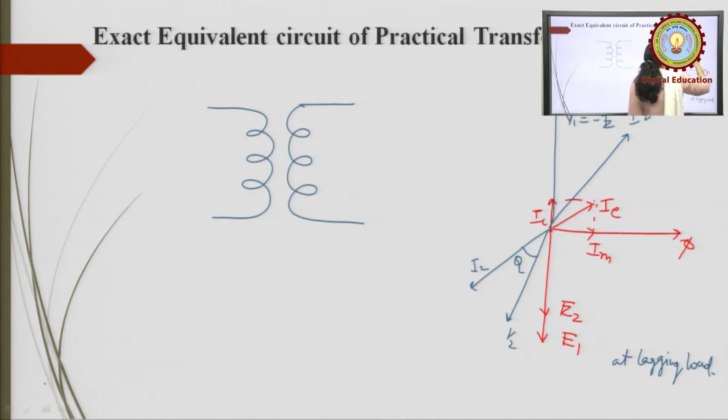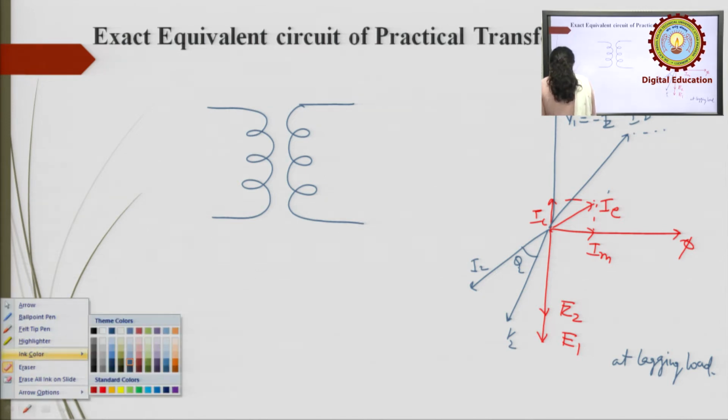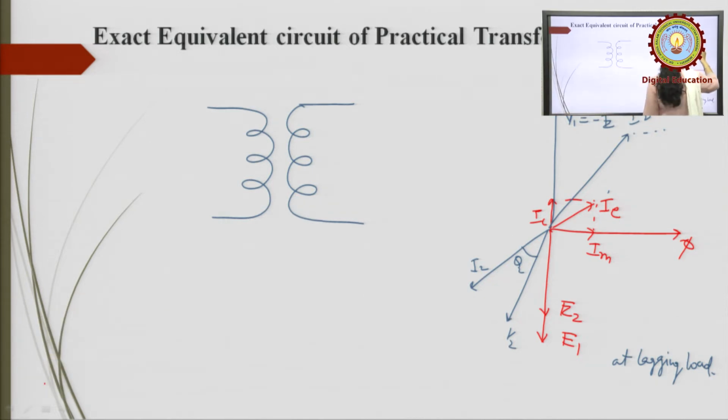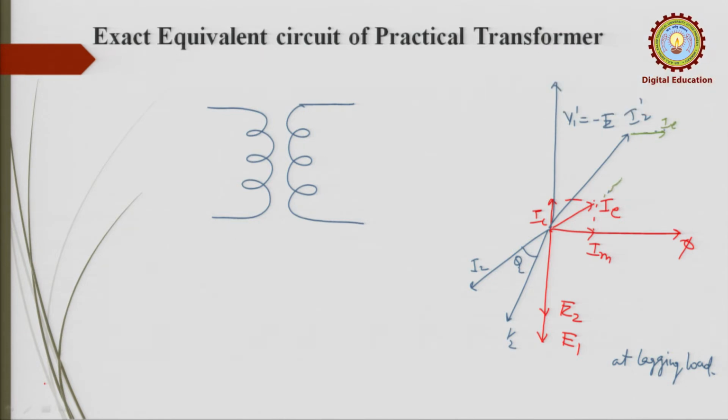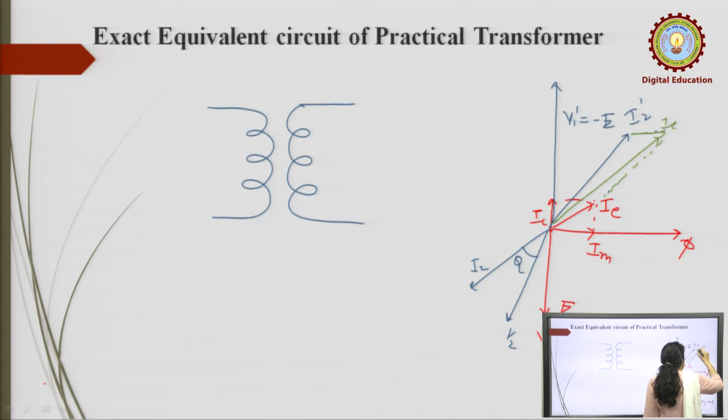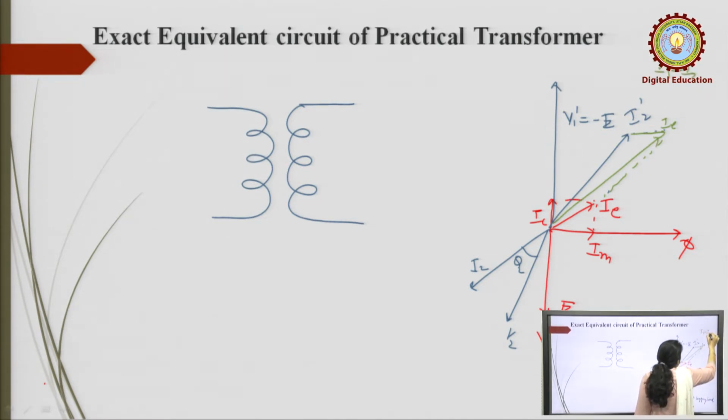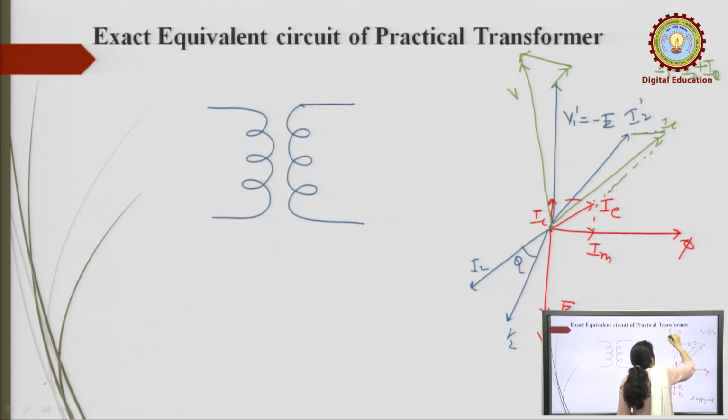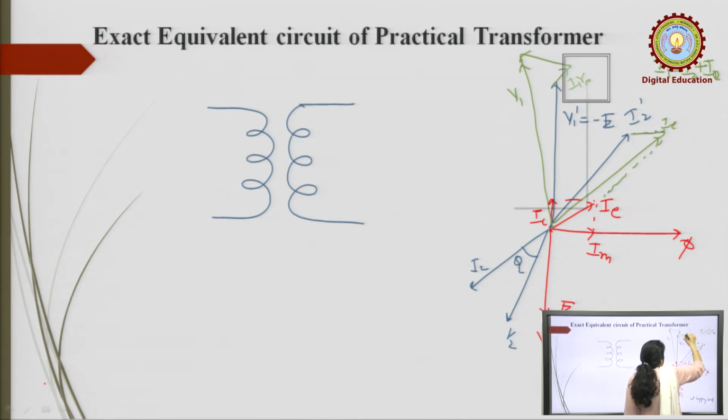So, equivalent to this I2 in the primary side, I2 dash will flow. So, the total current I1 is I2 dash plus I0. That we have already seen, okay. This is V1, this is I1 R1, and this is I1 XL1.